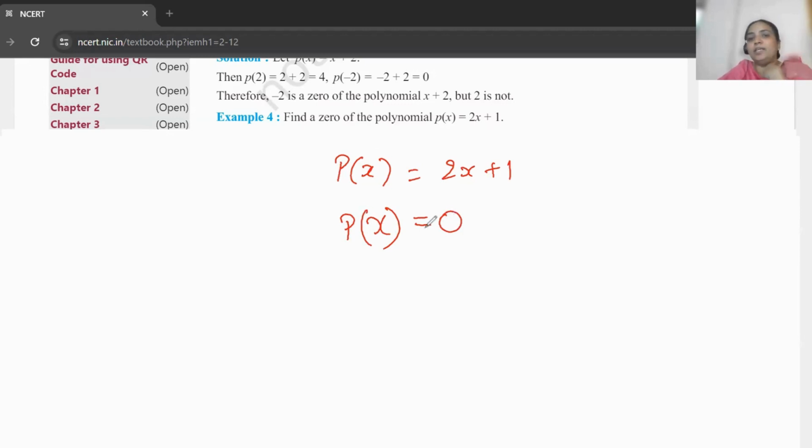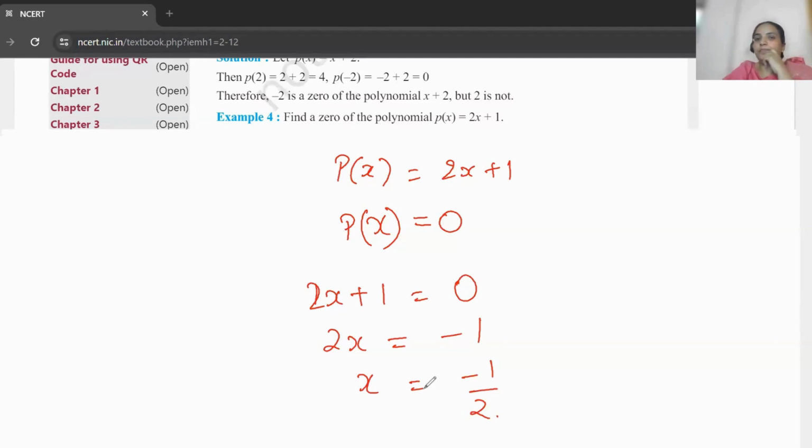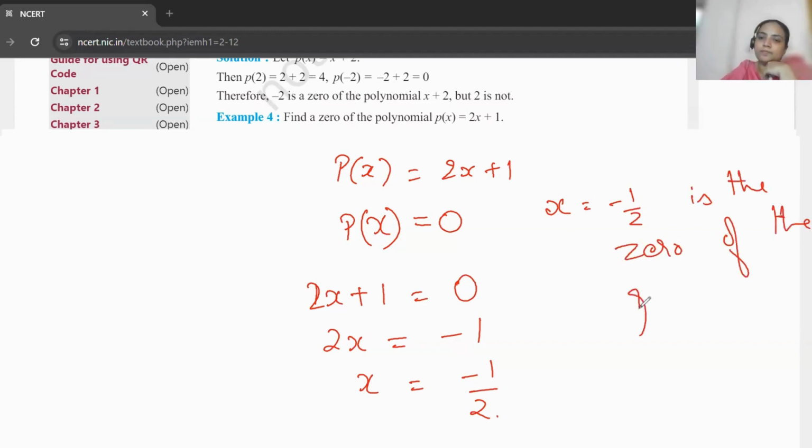This is equating the polynomial with the 0, means 2x plus 1 equals 0. So this will be 2x equals minus 1, and that will be x equals minus 1 by 2. Right or not? So the concluding line will be x equals minus 1 by 2 is the 0 of the given polynomial. Clear, beta, or not?